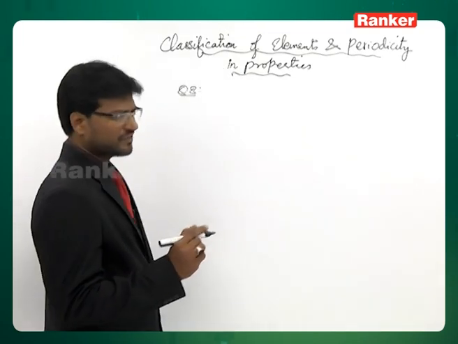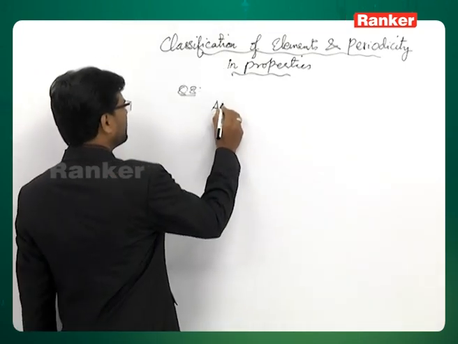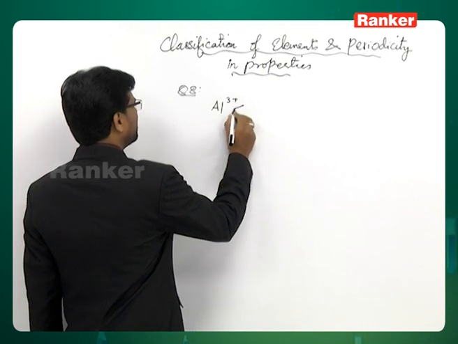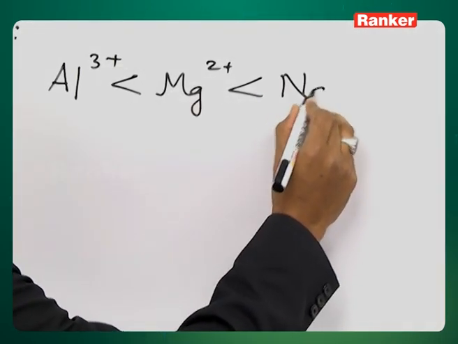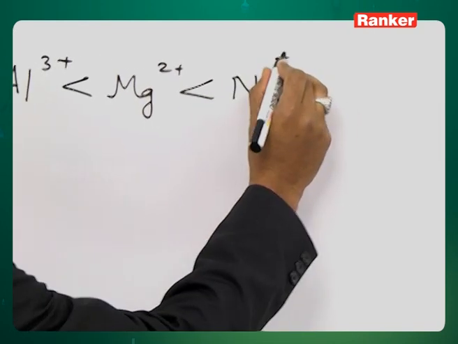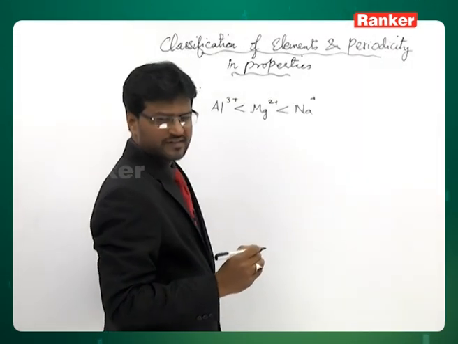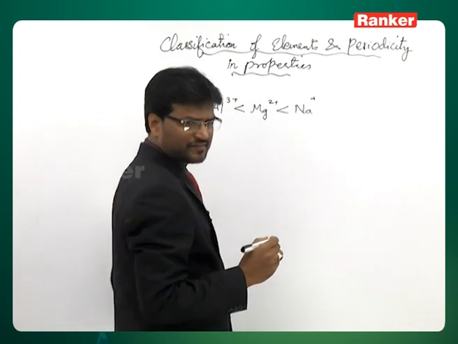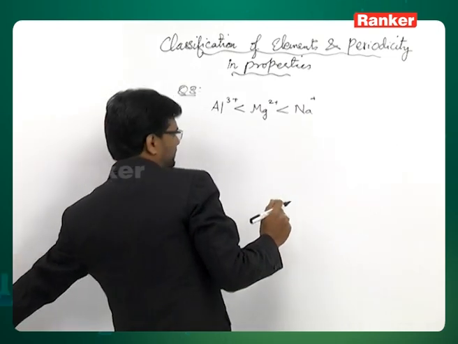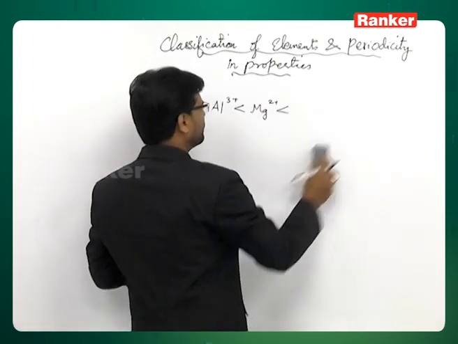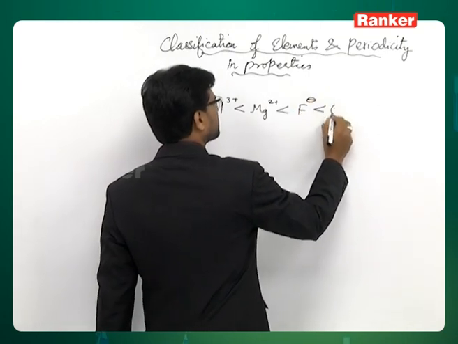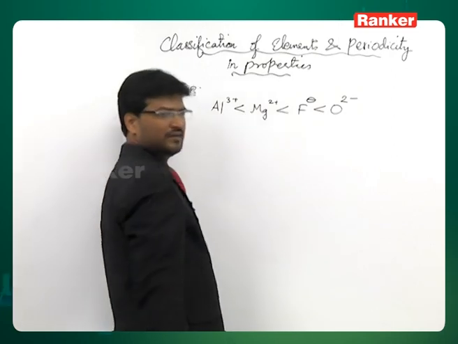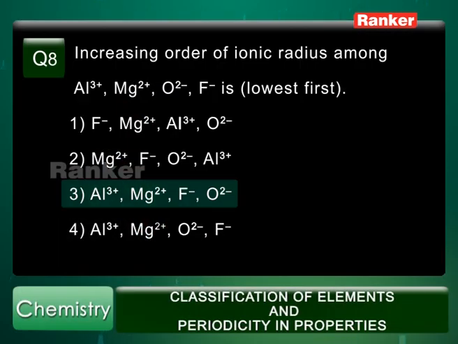So, the correct order of sizes: Al3+ will be the smallest among them, then comes Mg2+, then they are all isoelectronic, then comes F- and O2-. The largest is O2-. Therefore, from the options you can say the correct answer is the third option.